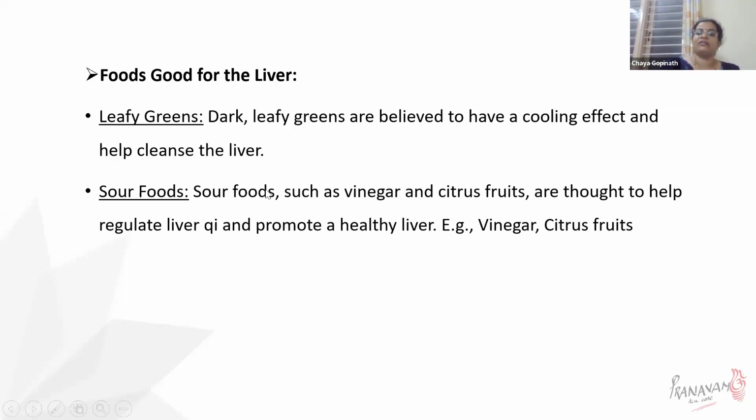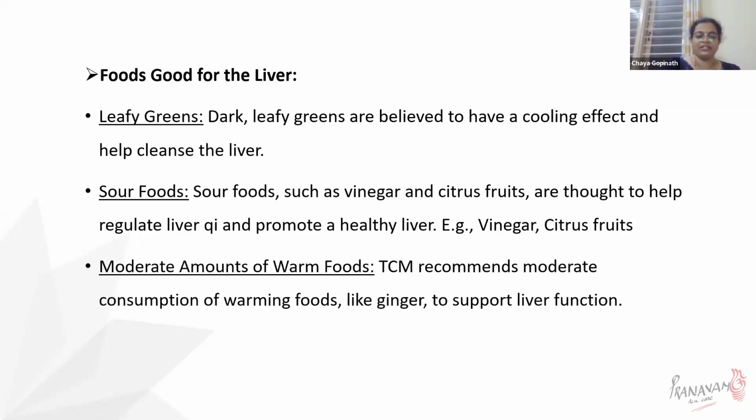Sour foods will enhance the property of the liver or increase the functioning of the liver, such as vinegar. Citrus fruits are all sour fruits. Just now we talked about the sour taste. They are all excellent for promoting liver qi movement. People who have liver qi stagnation can have sour foods to help facilitate the movement of qi and eliminate the stagnation.